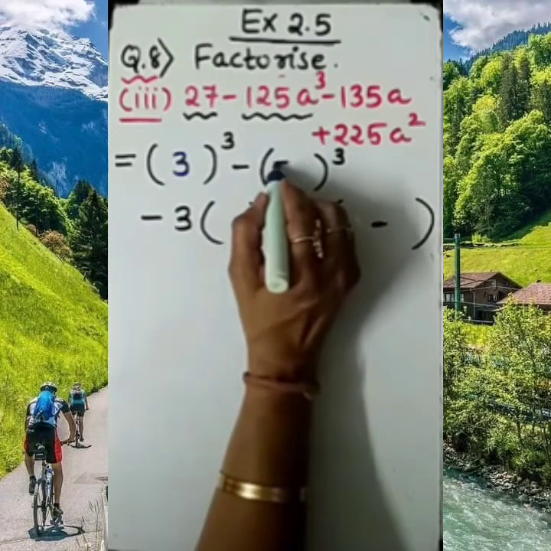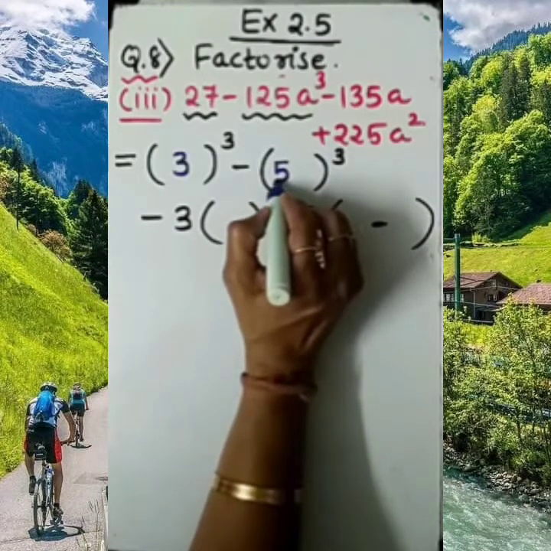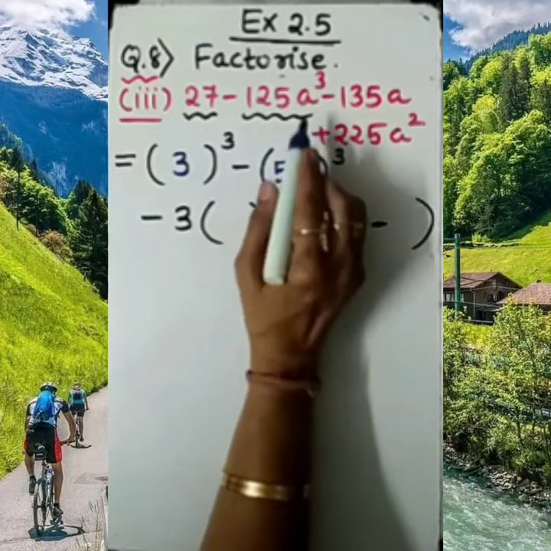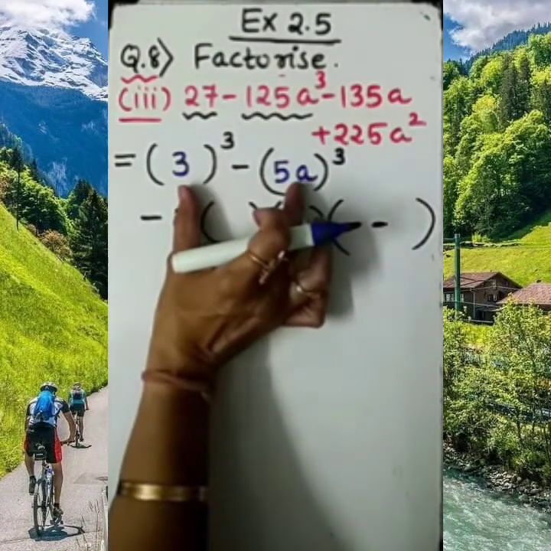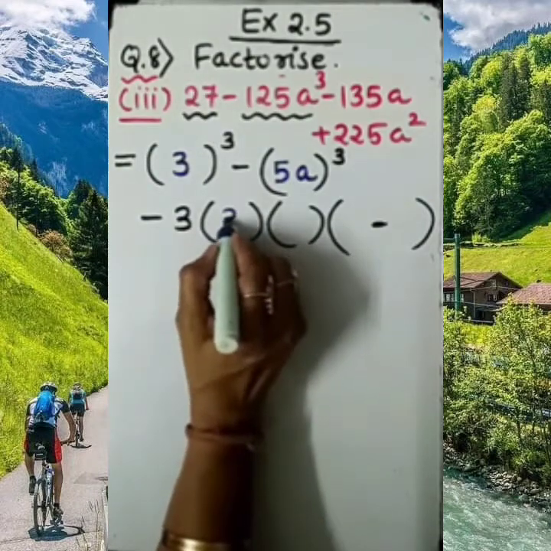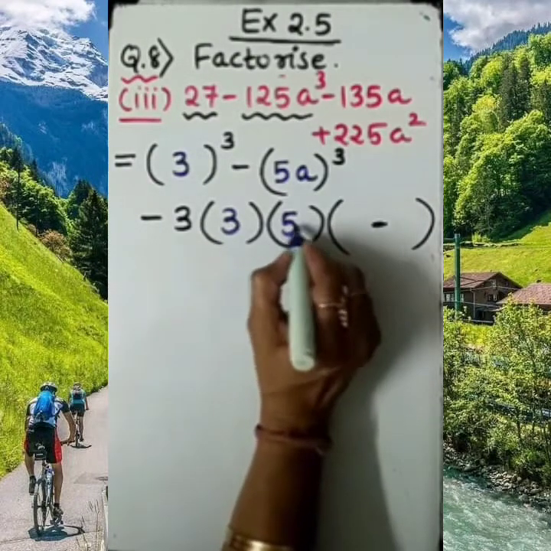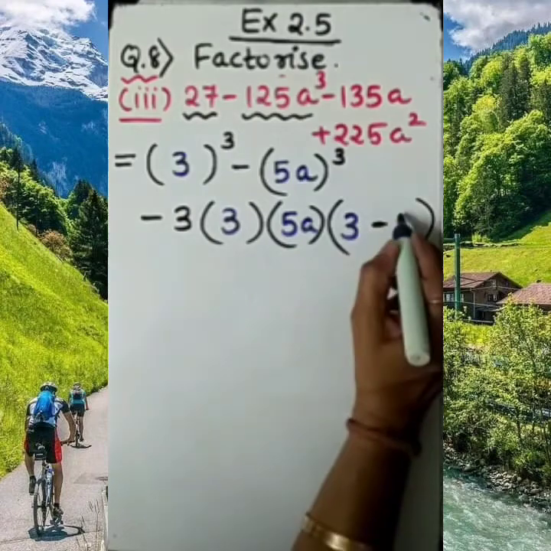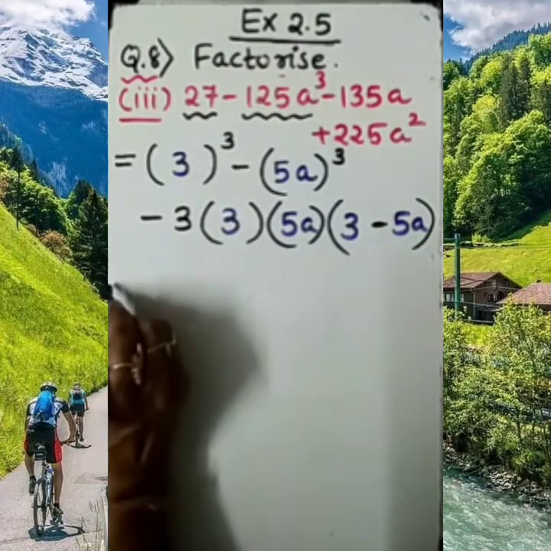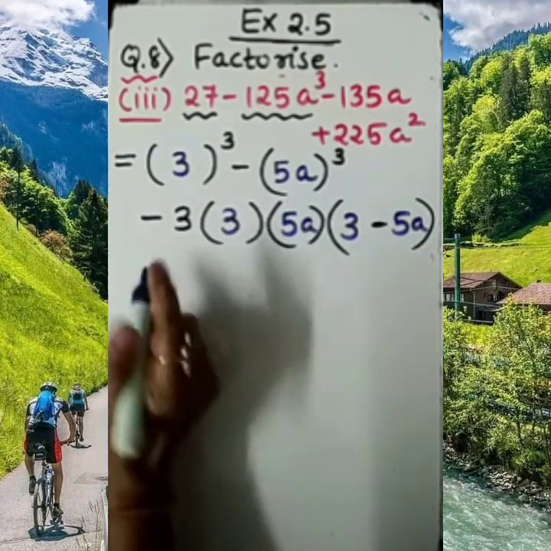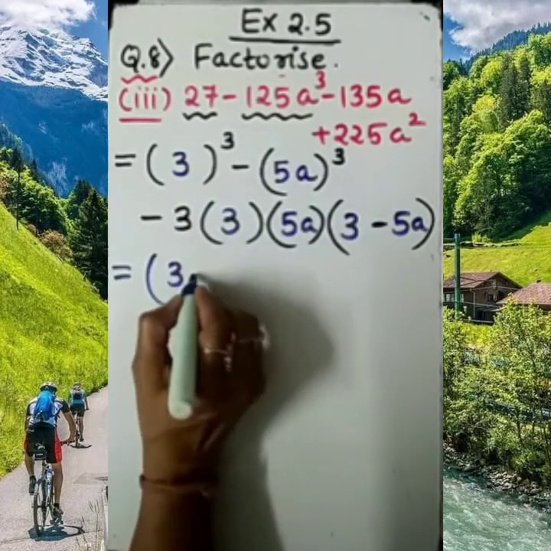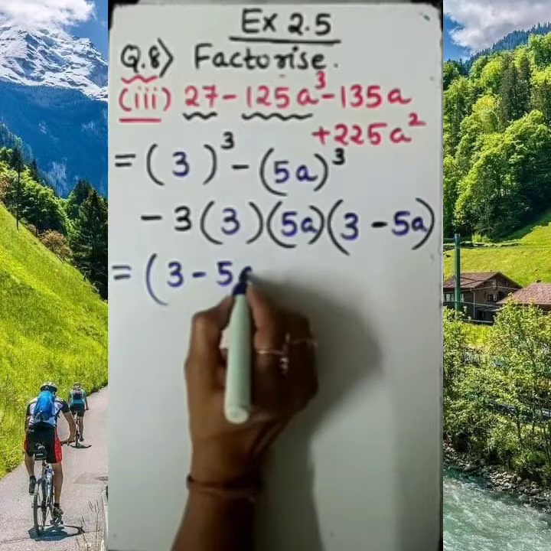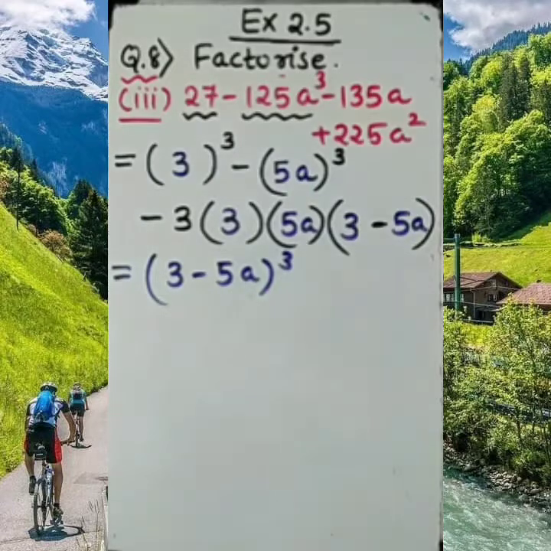125 is a cube of 5. 5 into 5 into 5 is 125, we know, along with the a here. Fine. These two figures we got, then it is simple. Here I need to write first term, second term. First term, second term, simple. So the answer will be 3 minus 5a whole. Simple. This is the solution.